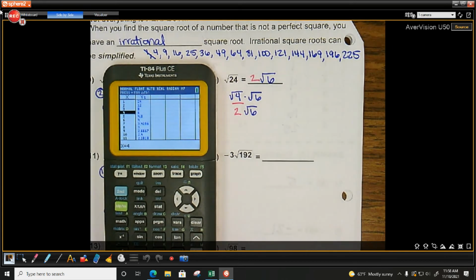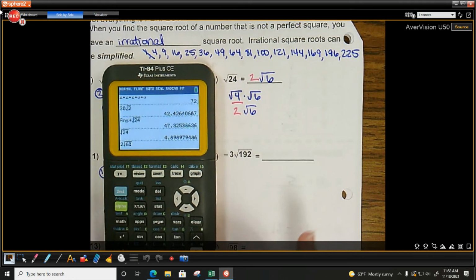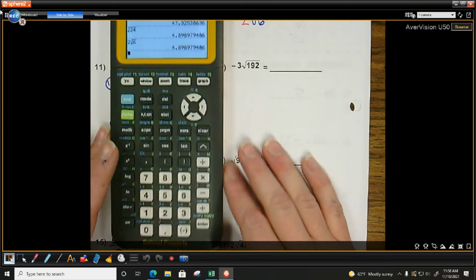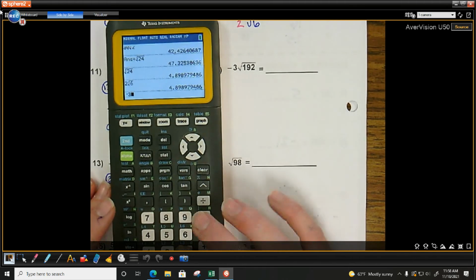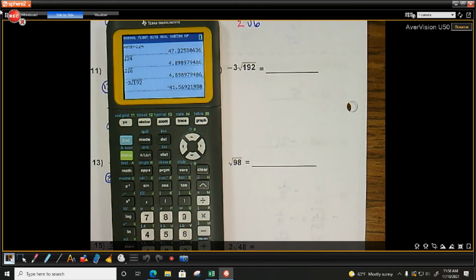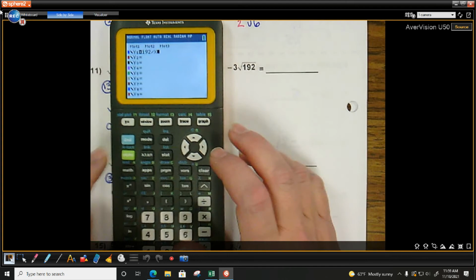Okay, so then we can check. 2 square root 6. Do those decimals match? Yep, we're good. Okay, let's try the next one. Negative 3 square root 192. Let's go to our calculator, and we're going to do 192 divided by x. So let's all go on our calculator and do 192 divided by x. Then we're going to go to our table.